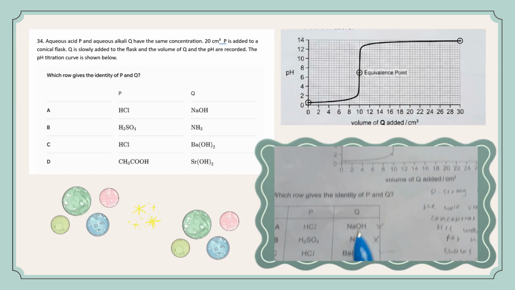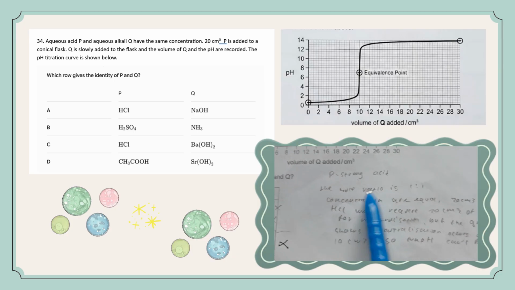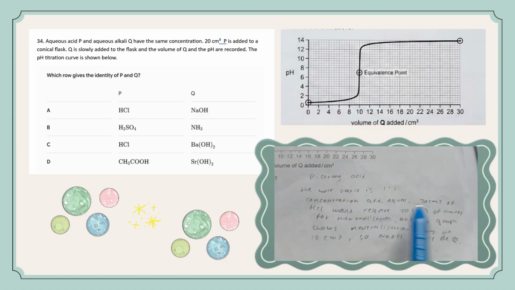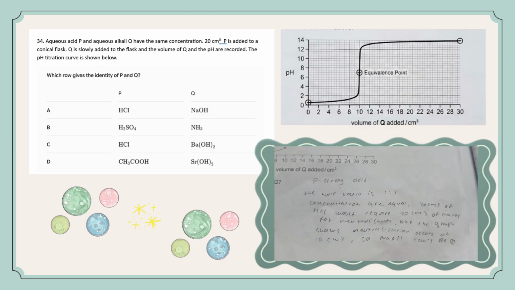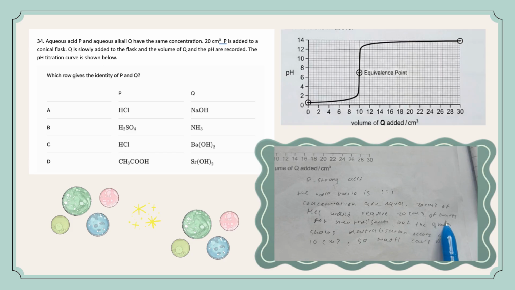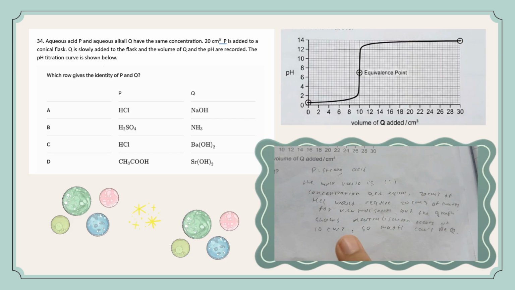Because why not sodium hydroxide? Because the mole ratio is one to one and the concentrations are equal. 2 millimeters of hydrochloric acid will require 20 millimeters of sodium hydroxide for neutralization to make it balance.